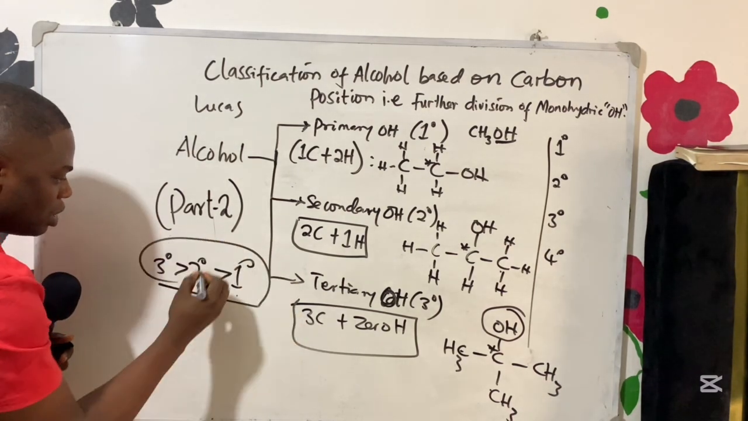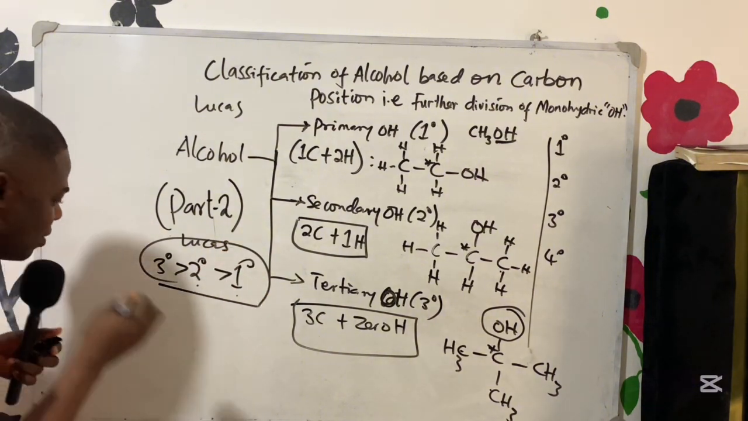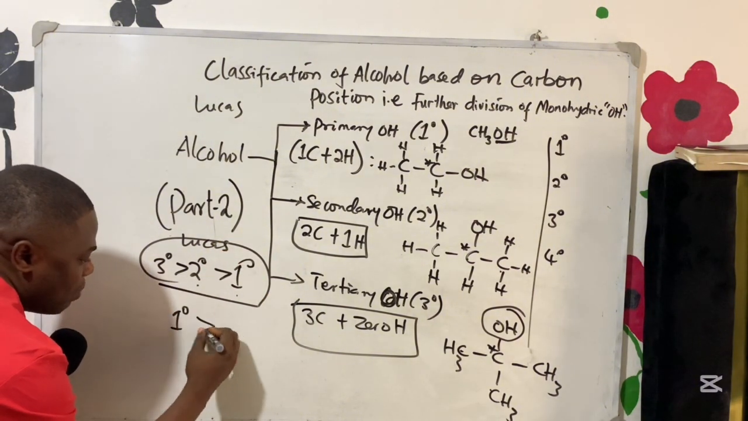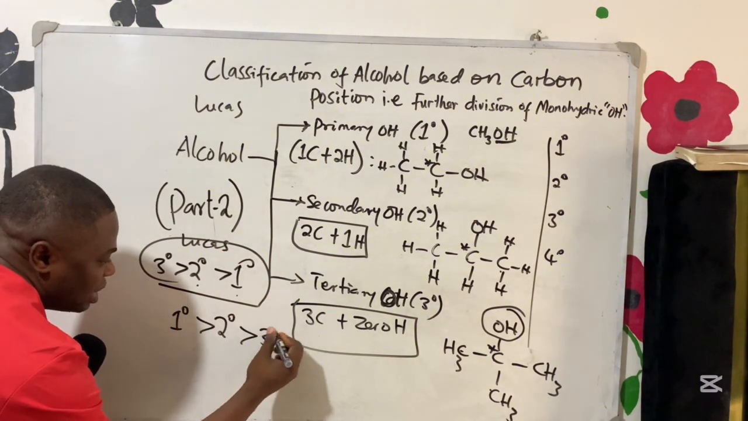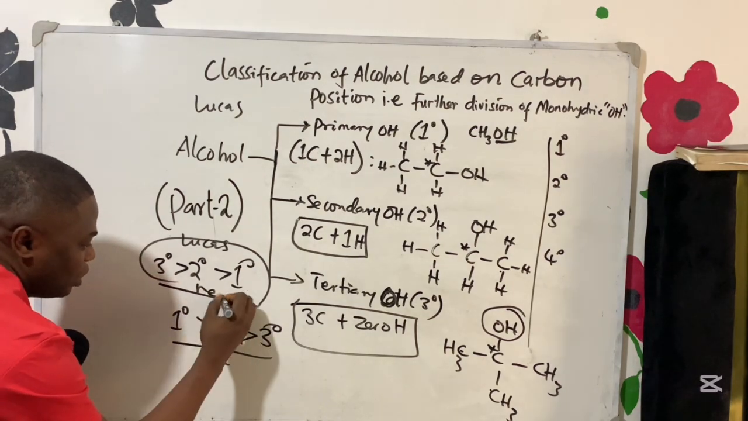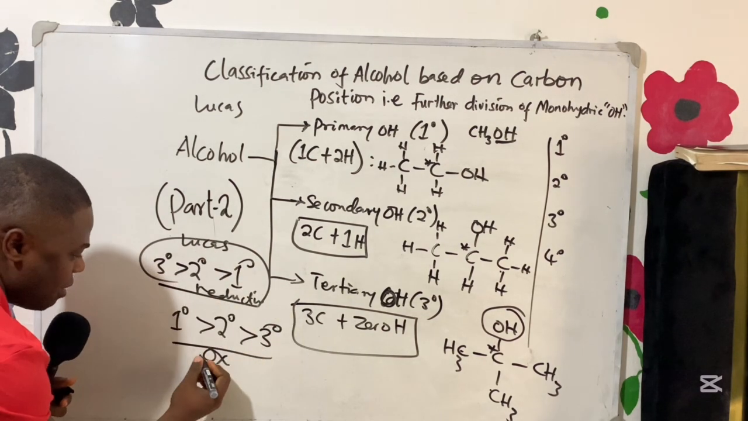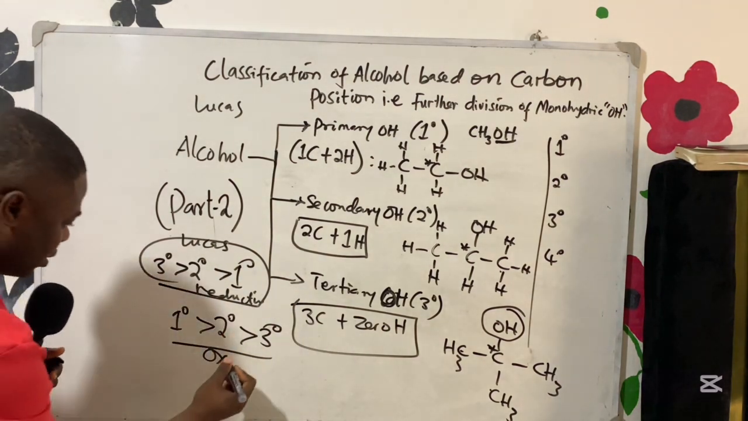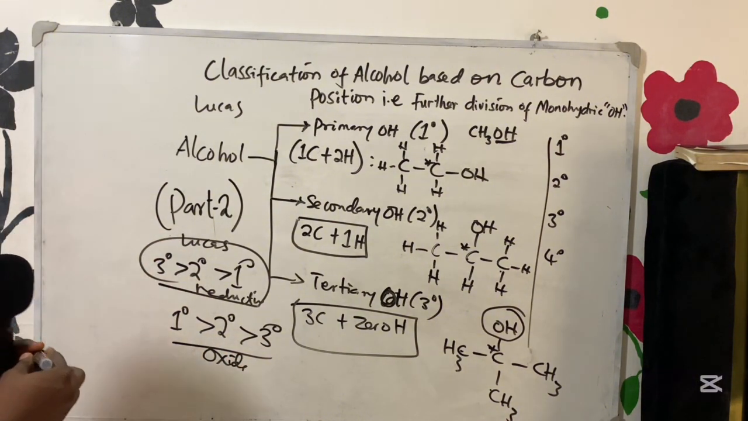So this is the order with Lucas. While with chromic anhydride or Jones oxidation, primary reacts most, followed by secondary, and the least is what? Tertiary. So this is via oxidation. Lucas reagent is via a substitution mechanism, while Jones, you can see the name, Jones oxidation, is an oxidative mechanism. Take note of all this. They usually come out in your exam.